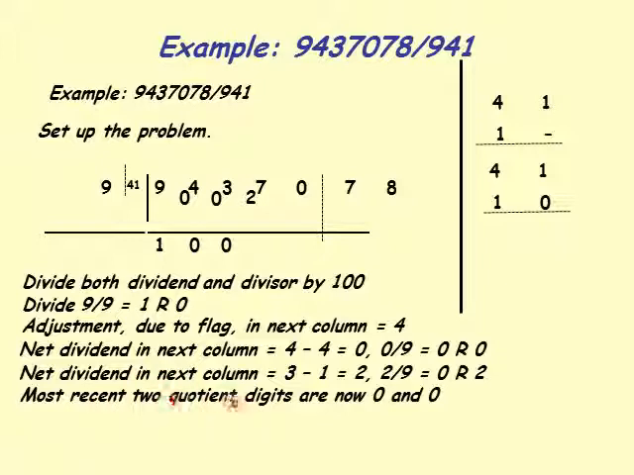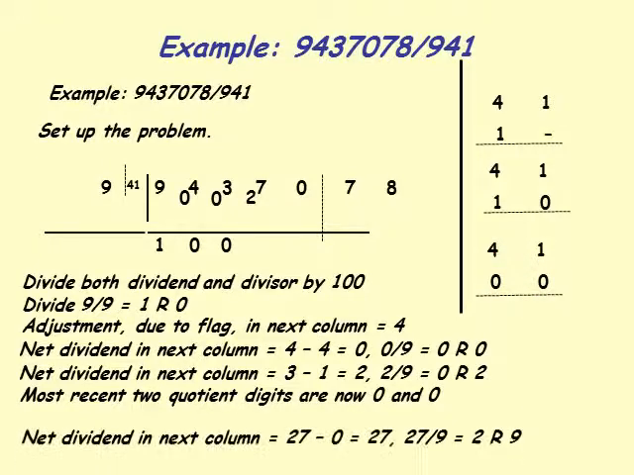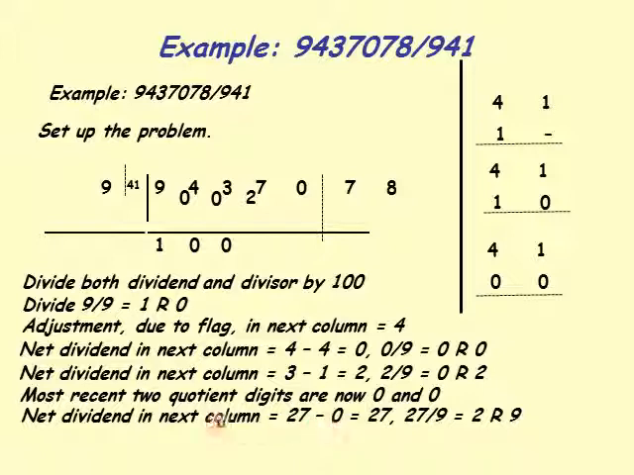Most recent two digits are now 0 and 0. Okay, so for adjustment purposes, my flag digits are 4 and 1, and my most recent two quotient digits are 0 and 0. So adjustment in the next column is 4 times 0 plus 1 times 0, which is 0. Let's continue here. So in next column we have net dividend 27 minus 0, which is 27.